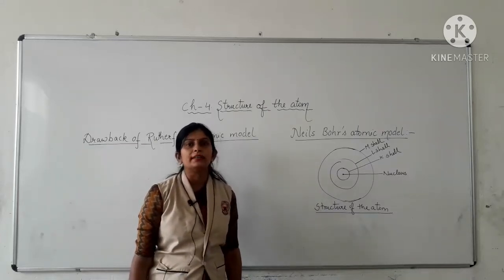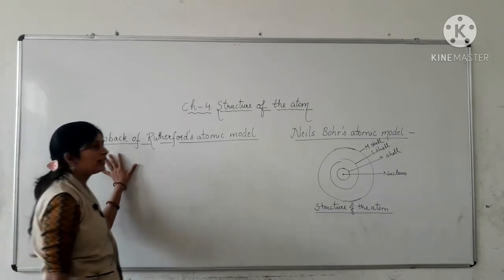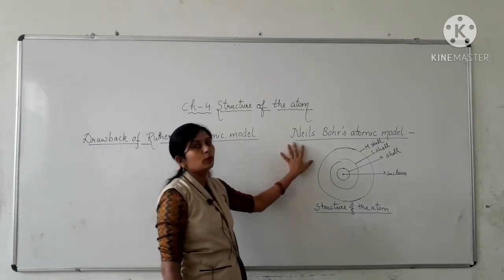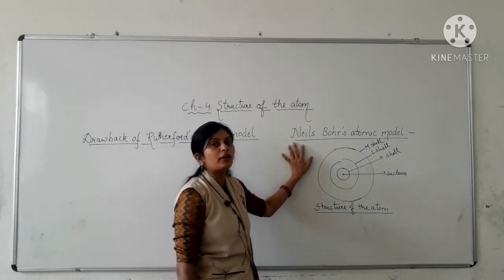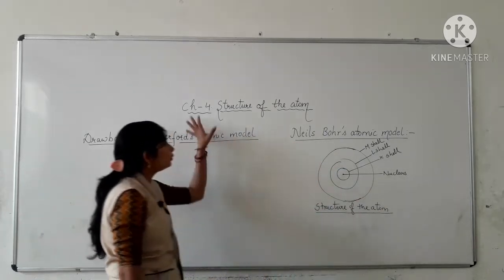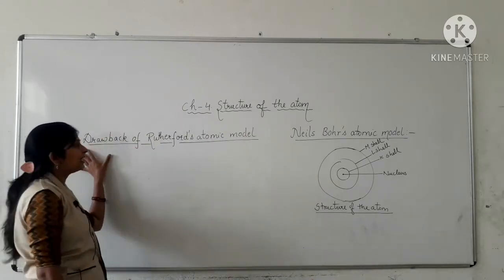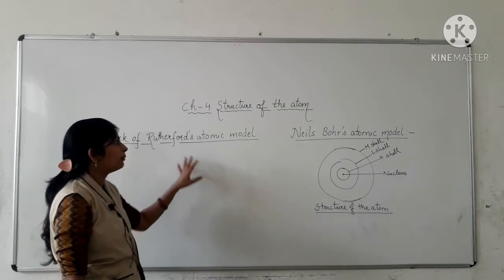Good morning, students. Today we will discuss the drawback of Rutherford's atomic model, Niels Bohr's atomic model, and the electronic configuration of various elements or atoms from chapter 4, structure of the atom. First of all, let us start with the drawback of Rutherford's atomic model.